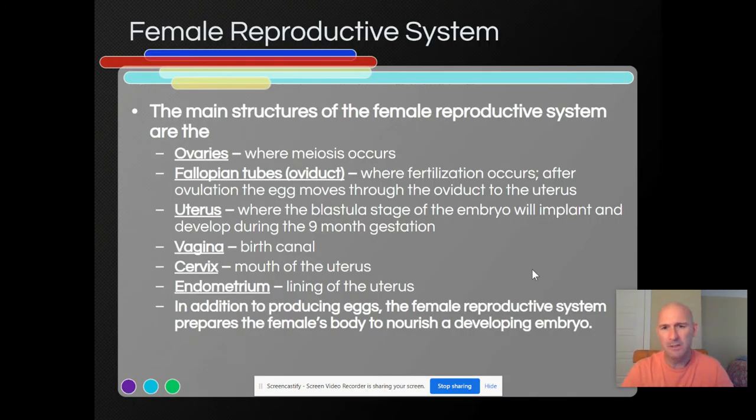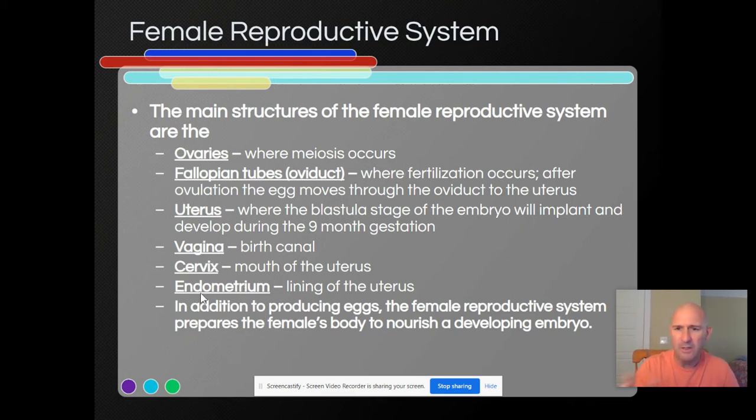Let's talk about the female reproductive system, which we'll focus on more. Key structures: you have ovaries, and those ovaries are loosely connected, not fully connected, to fallopian tubes. Fallopian tubes are also known as oviducts, interchangeable terms. The uterus is where, if a baby is developing, the baby is typically developing in the wall of the uterus, which is known as the endometrium. The opening to the uterus is known as the cervix, and the birth canal is known as the vagina.